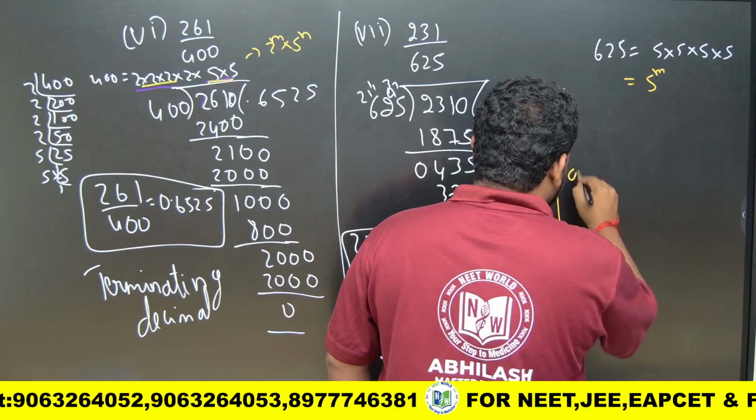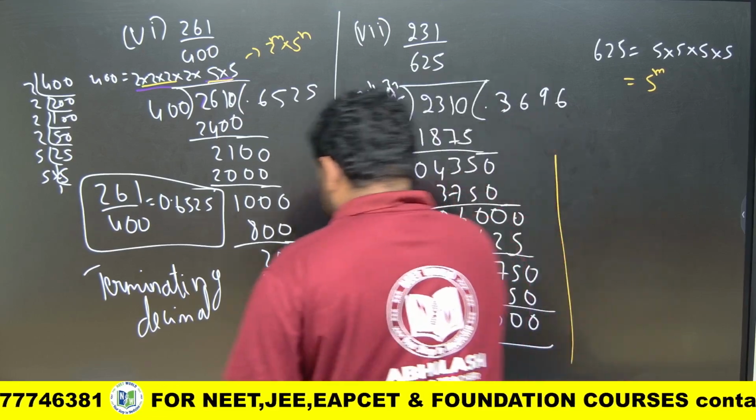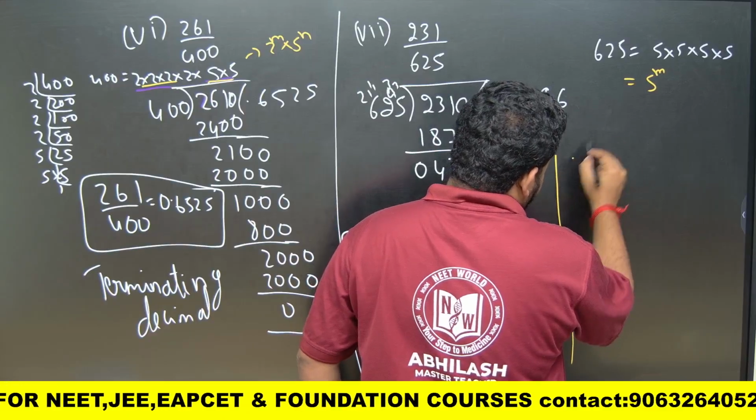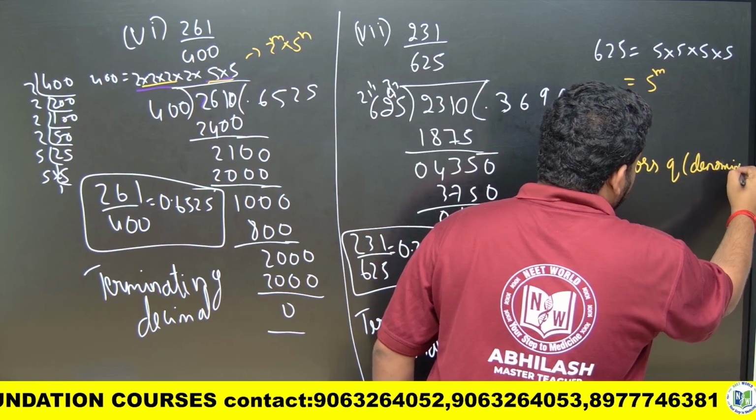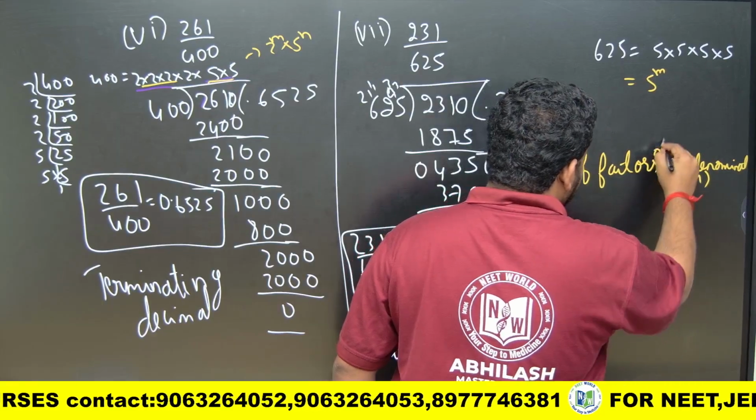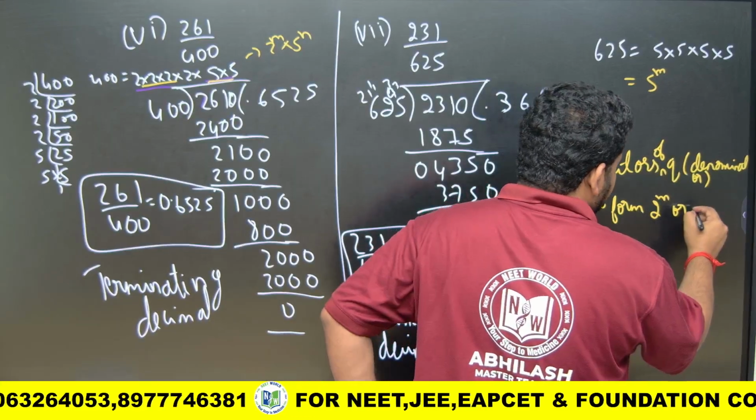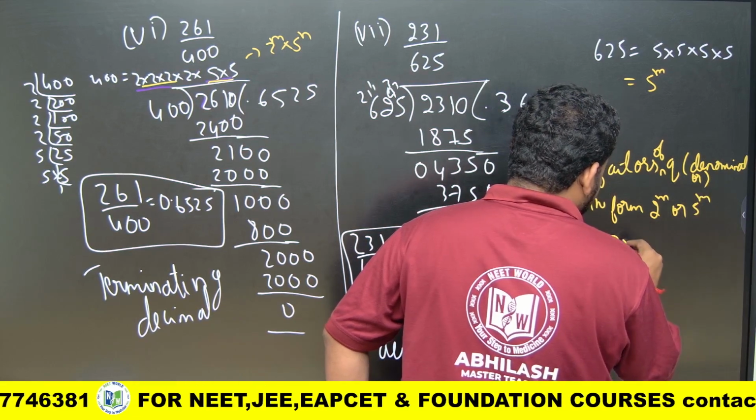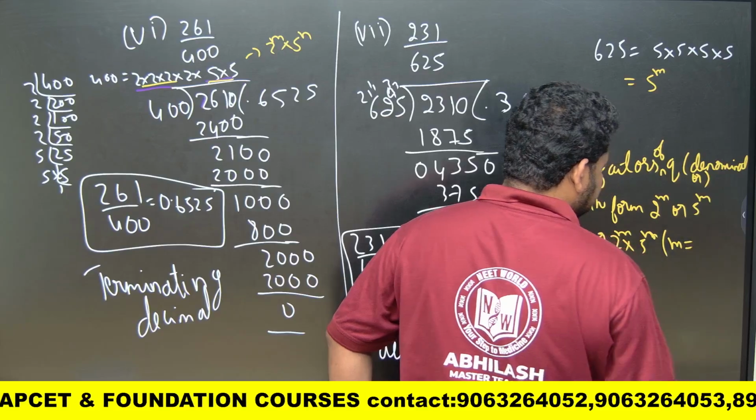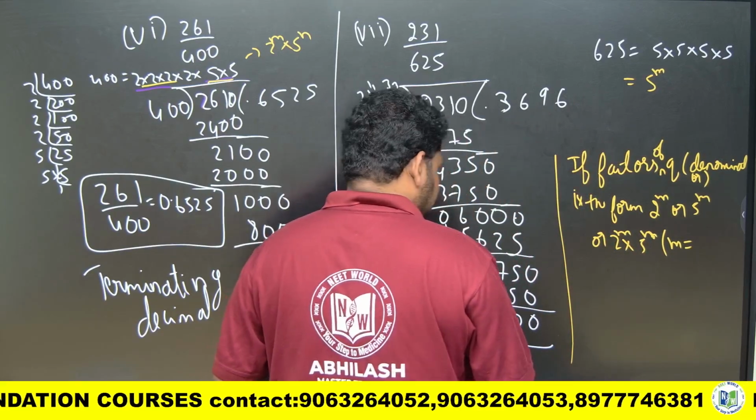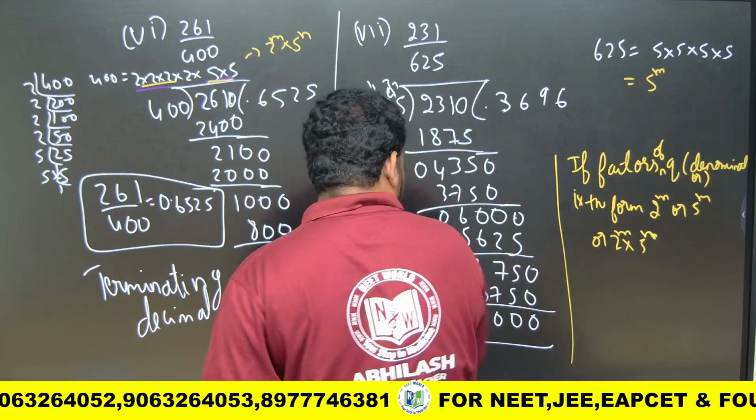So for a decimal to be terminating, if the factors of q, that is the denominator, are of the form 2 to the power of m, or 5 to the power of m, or 2 to the power of m into 5 to the power of n, where m can be equal to n or m may not be equal to n.